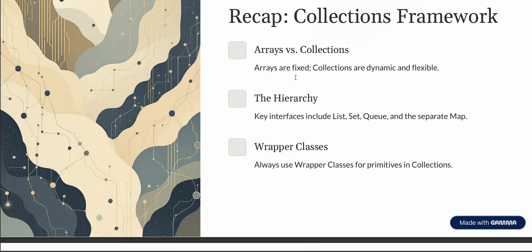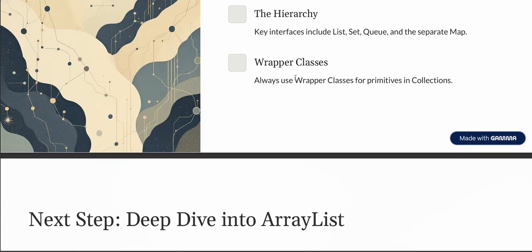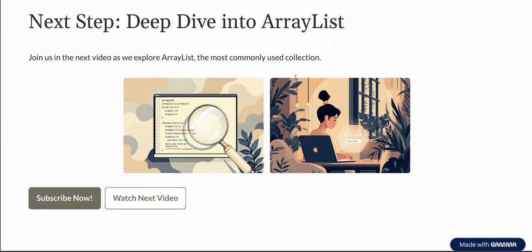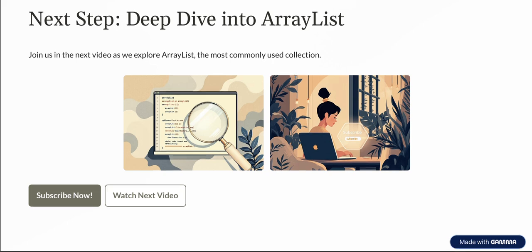And arrays versus collections: arrays are fixed size. Collections are dynamic and flexible. The hierarchy's key interfaces include list, set, queue, and the separate map. Wrapper classes: always use wrapper classes for primitives in collections. So no more manual array resizing. In the next video, we will dive deep into the most used collection in the world, the ArrayList.